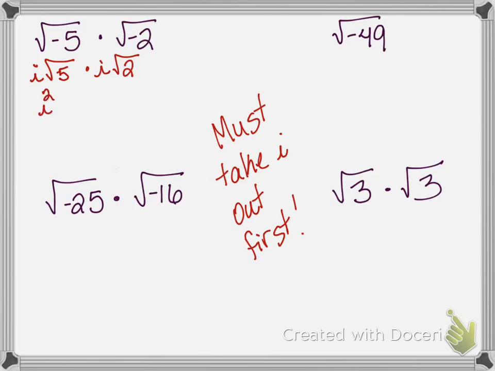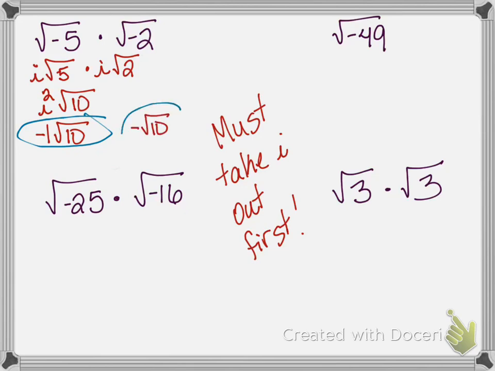What's the square root of 5 times the square root of 2? It's the square root of 10. It's not a perfect square, so you're just left with the square root of 10. Okay? What is i squared? -1. So this is my final answer. Some students will write it as negative square root of 10, and that's fine also.